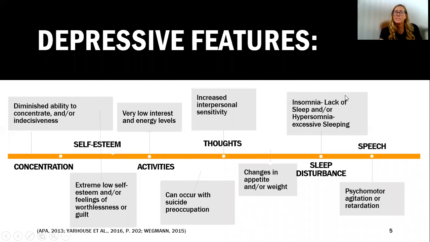Now, on the very opposite side of that, again, with bipolar condition, we have two extreme opposites. Unlike the manic features of an episode of bipolar, the depressive features are quite different. We still see some similarity as far as some of the themes, concentration and self-worth and thoughts and sleep, but we're going to see some key differences.